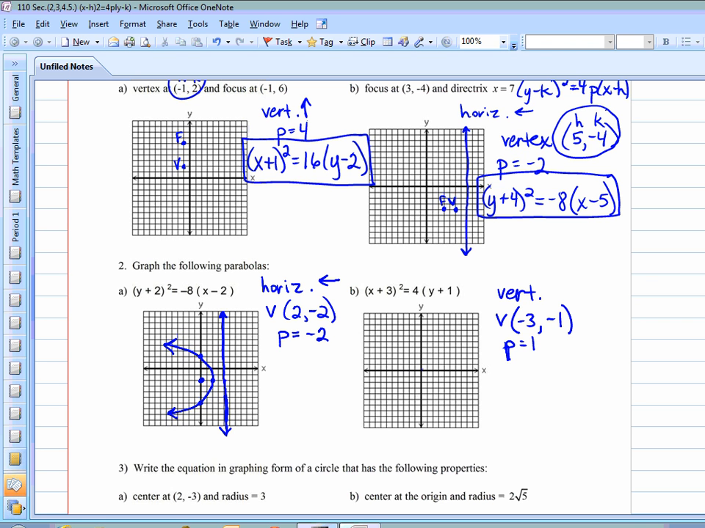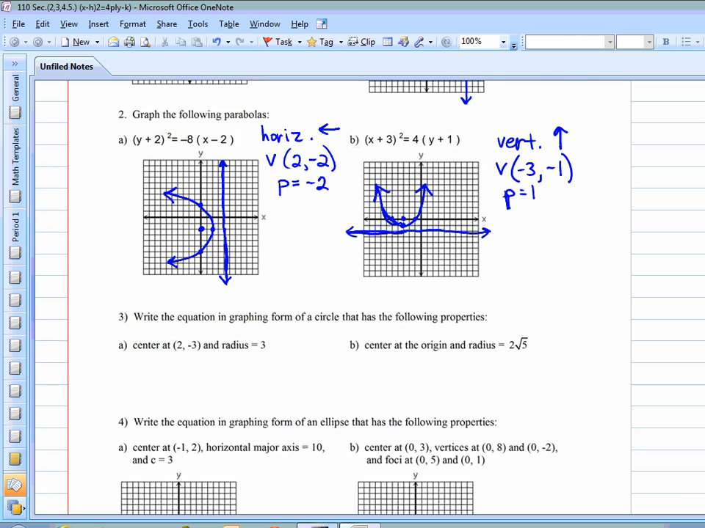So I'm going to plot at -3, -1. That's my vertex. And because it's vertical, then p is positive. We're going to be opening up. So we're going to go 1 up for the focus, and we're going to go 1 down for the directrix line. And lastly, the focal width is 4. Absolute value of that is 4. So we're going to go half of that on either side so that we can draw our parabola opening up.